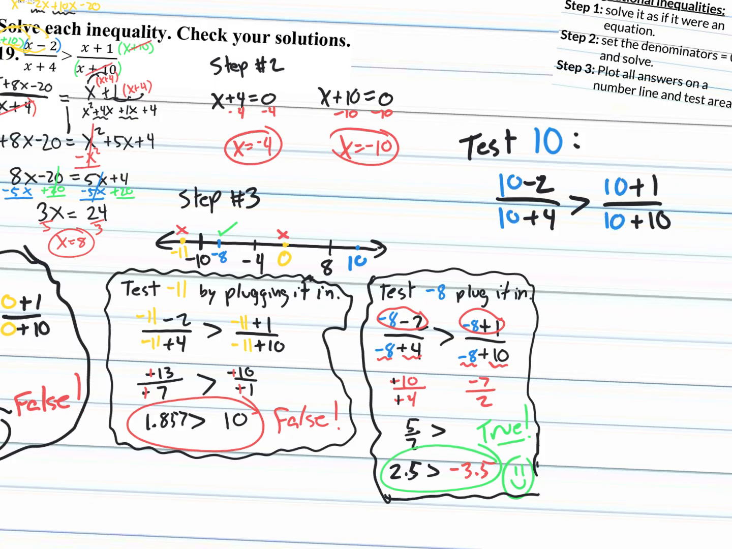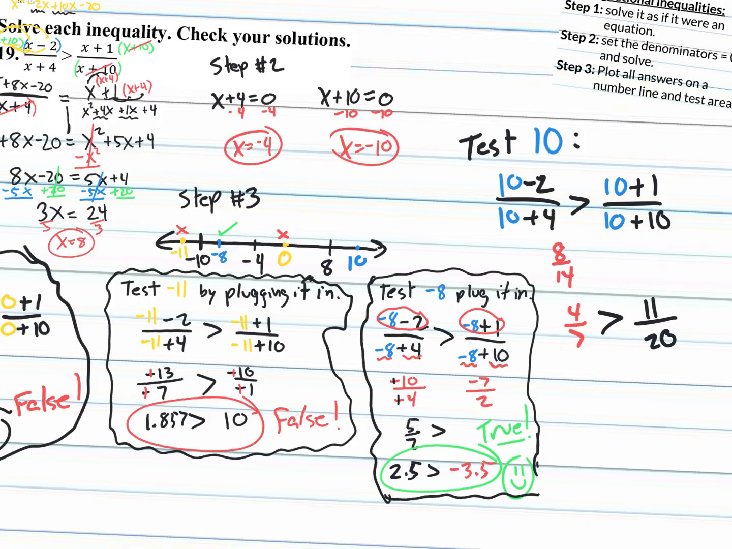So we end up with, on the first fraction, 10 take away 2, that's 8 up on top. And 10 plus 4 on the bottom is 14. 8/14, you could reduce that by 2. You have 4/7. Let's check if it's greater than the other one. 10 plus 1 is 11, and 10 plus 10 is 20. If you visualize this, 11/20, that's just a little tiny bit more than half. And 4/7 is going to be a little bit more. So that is a true statement.